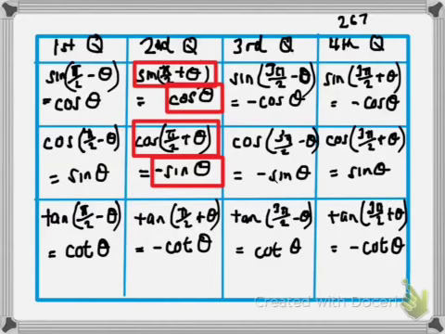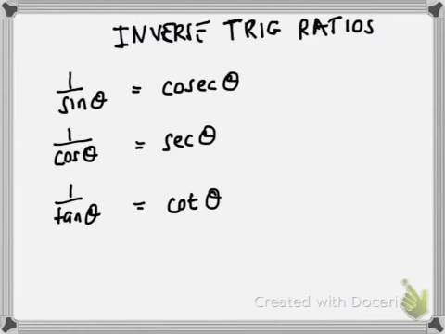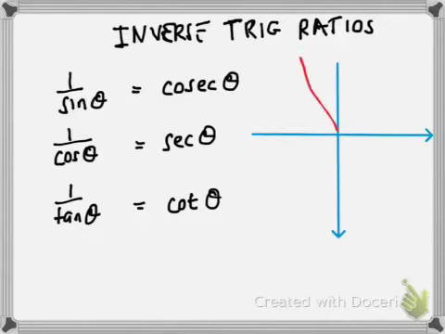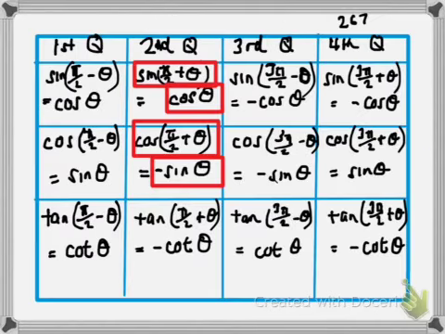Same here with tan. Tan 90 plus theta, and remember, if we go back to our CAST diagram, 90 plus theta puts us in the second quadrant. There's theta, and there's 90 or pi on 2 plus theta. That puts us in the second quadrant. In the second quadrant, tan is negative, so we get a negative value there.